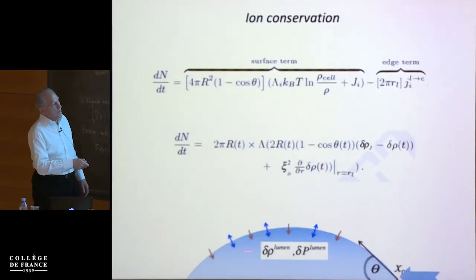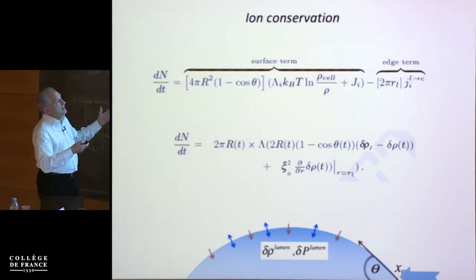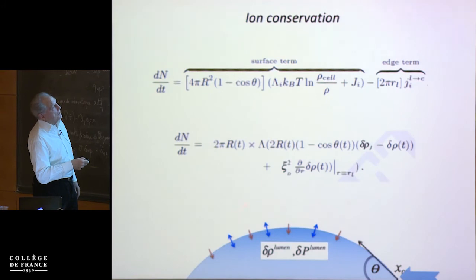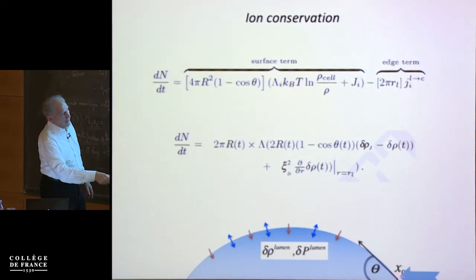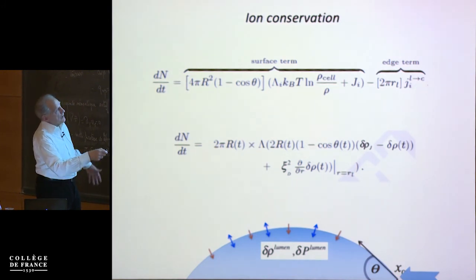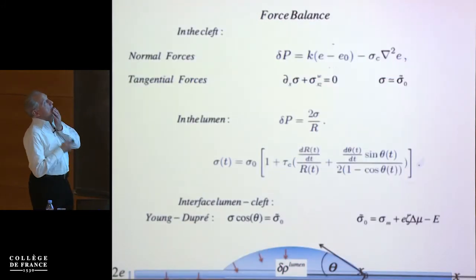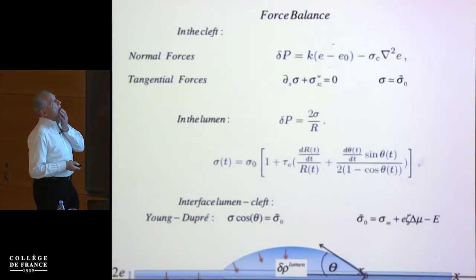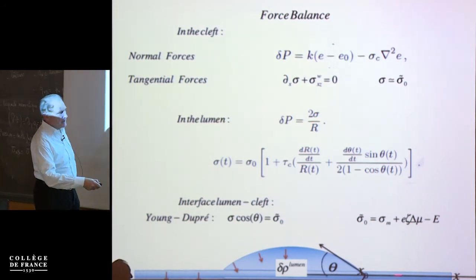Now you can do the same thing in the lumen. Actually, same equation with same parameters. So again, you find this length. You have to keep track now of the flux which can come in or come out from the sides, on both sides. But that's fairly easy to do. Now you have to balance forces. And balance forces first in the paracellular domain here.